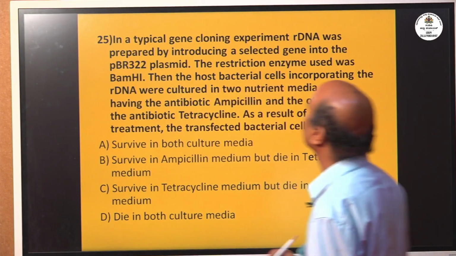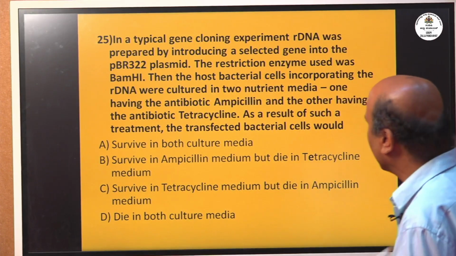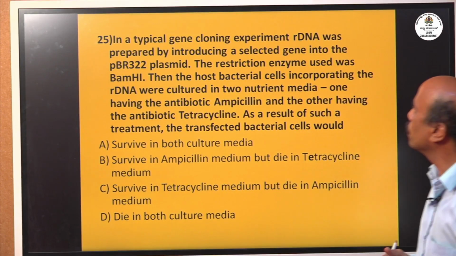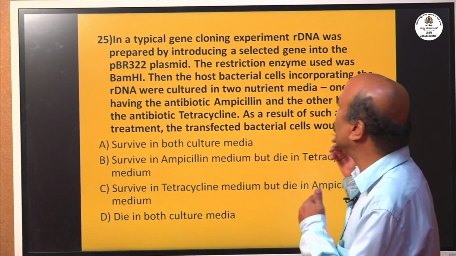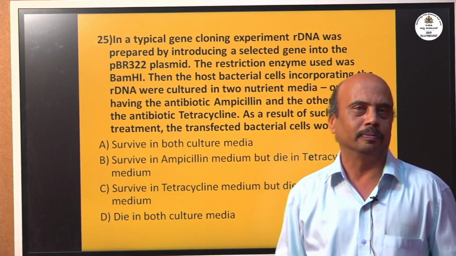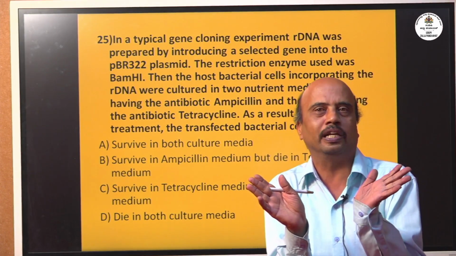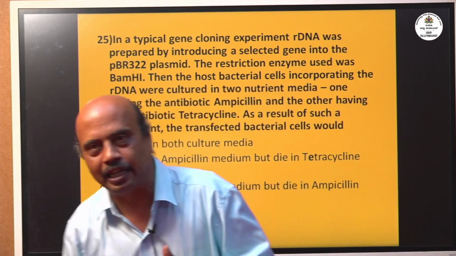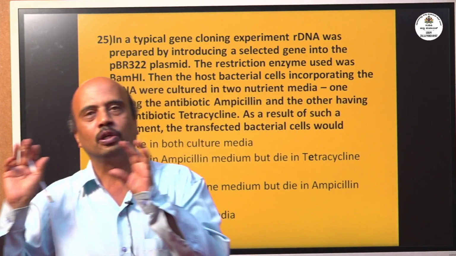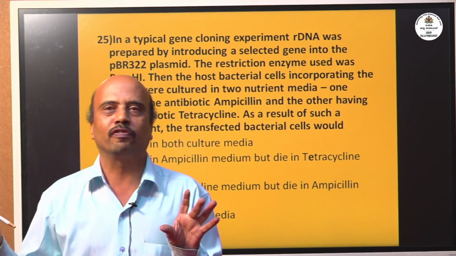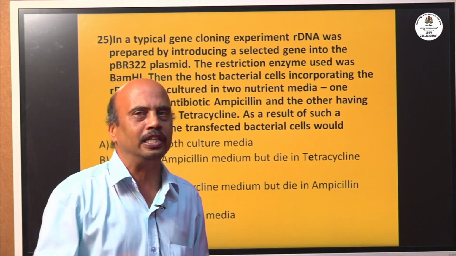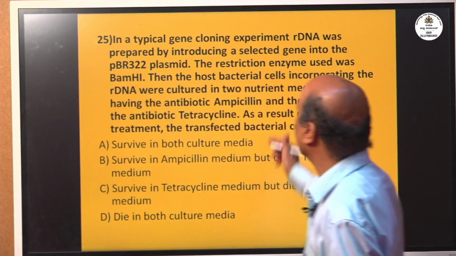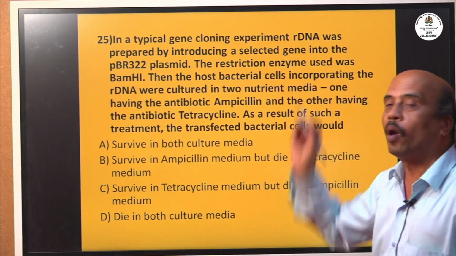Next question. In a typical gene cloning experiment, rDNA was prepared by introducing a selected gene into the pBR322 plasmid. Imagine the pBR322 plasmid. I have already told what sites are present: the ORI site, and two selectable markers in the form of antibiotic resistant sites. One is the tetracycline resistant site, another one is the ampicillin resistant site. Then the restriction enzyme used was BamHI.